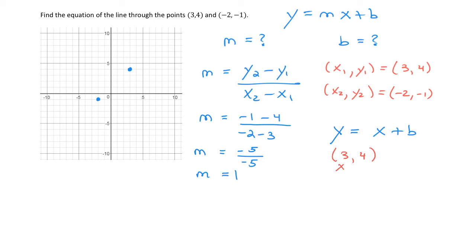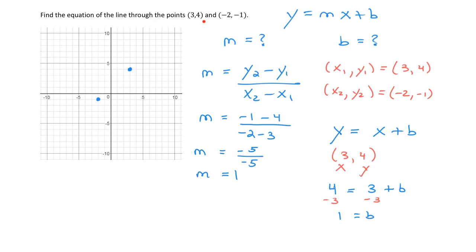3 represents an x value, and 4 is the corresponding y value. If I take this information and I plug it into my equation, I'm going to put 4 in place of y, 3 in place of x, and then b I don't know what it's equal to, so I'll just copy that down too. 4 goes in place of y, 3 goes in place of x, and I don't know b. But the good news is you can solve for b. I can take this equation and subtract 3 from both sides, and I get 1 is b.